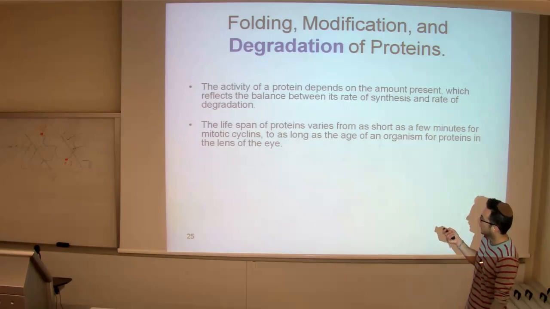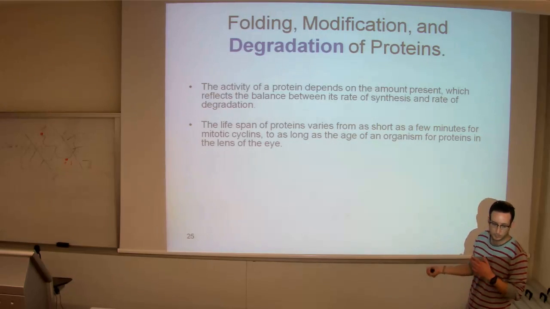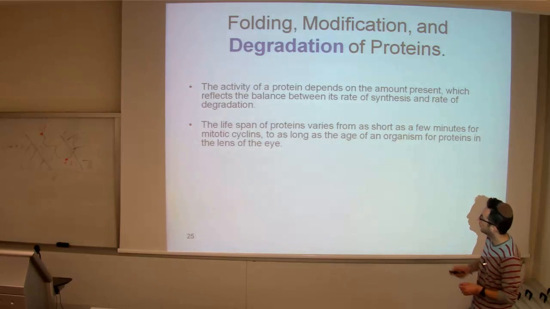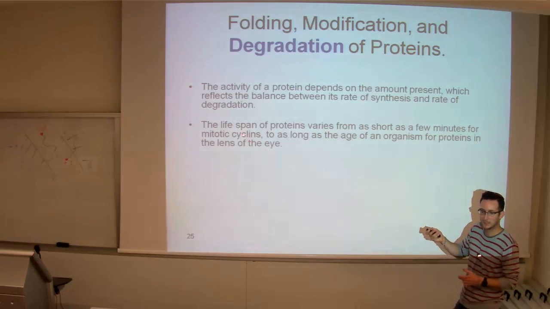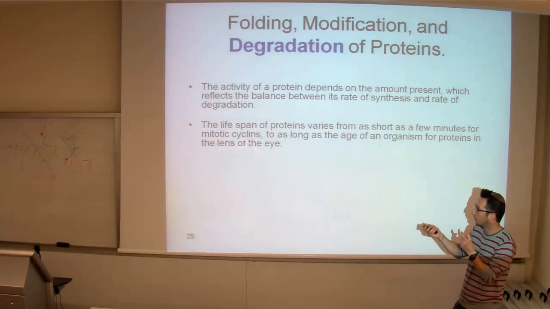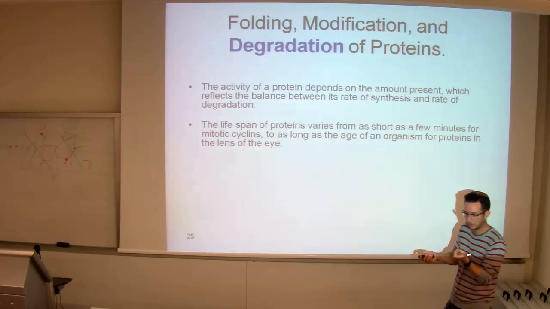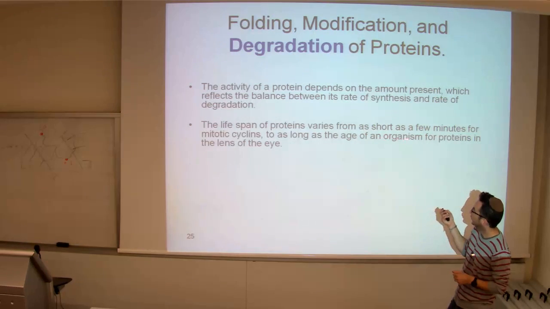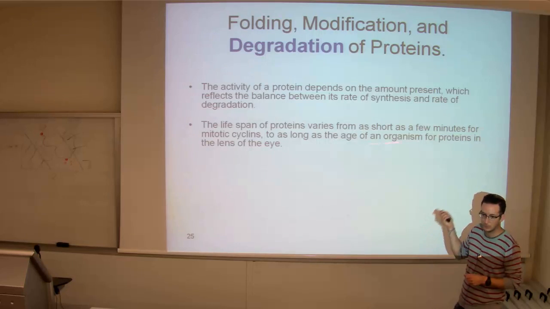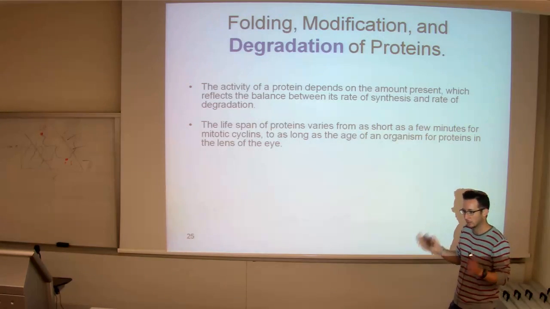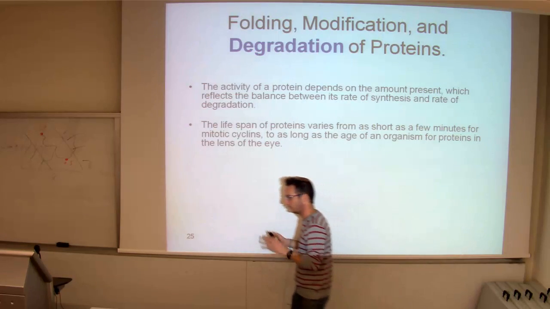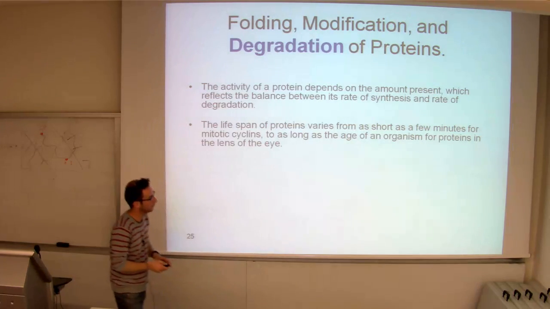And the lifespan of proteins can be short or long, depending on which tissue you look at. It can be as short as a few minutes for mitotic cyclins, again, a process that has to be very accurate in time, and can be as long as the age of the organism for the photoreceptors in the lens of the eye. So you're born with a photoreceptor, and not always, but sometimes you die with the same protein.